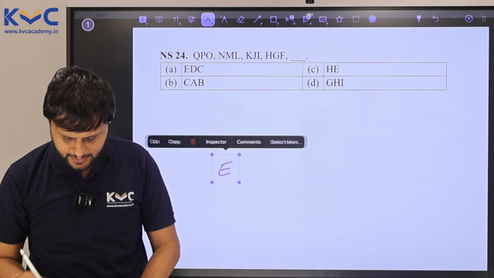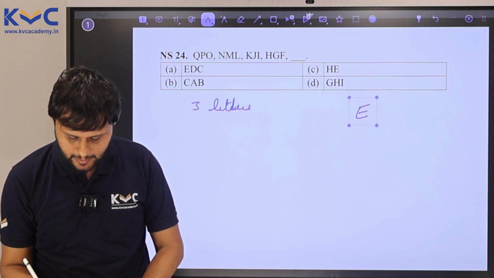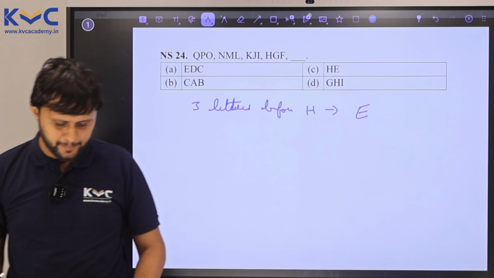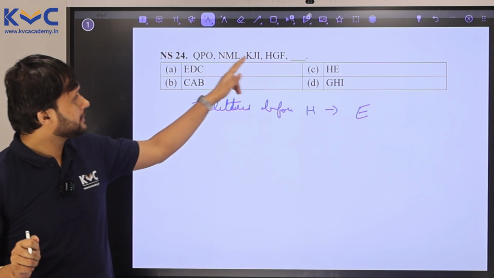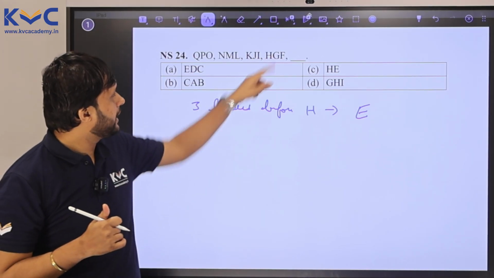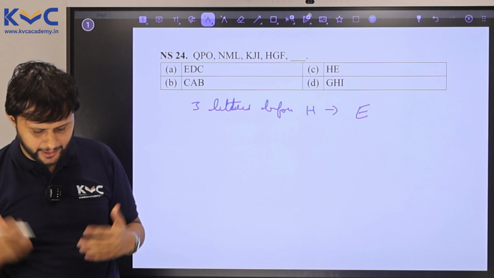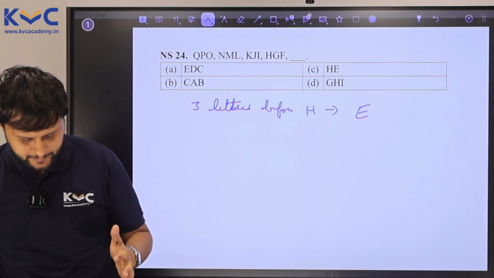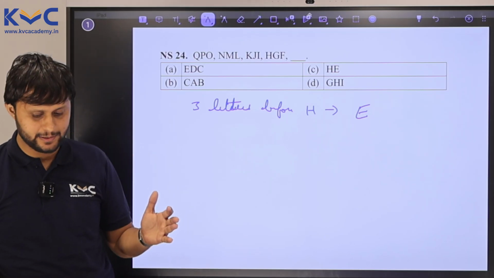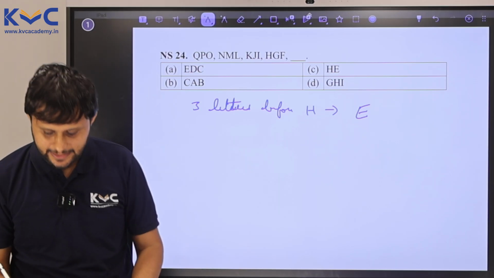That is 3 letters before H. We'll put it this way: 3 letters before H is E. Okay, next we have P, M, J, G. Here also it is going backwards. So if you see G, H, I, J, K, L, M, N, O, P, correct? So again it is 3 letters. We go back from G, 3 letters backwards. A, B, C, D, E, F, G. So the letter is D.